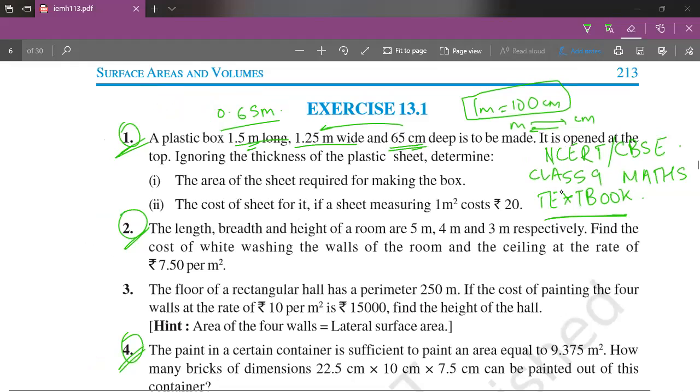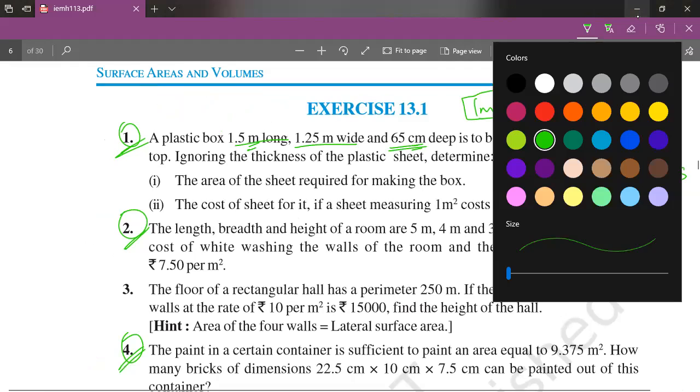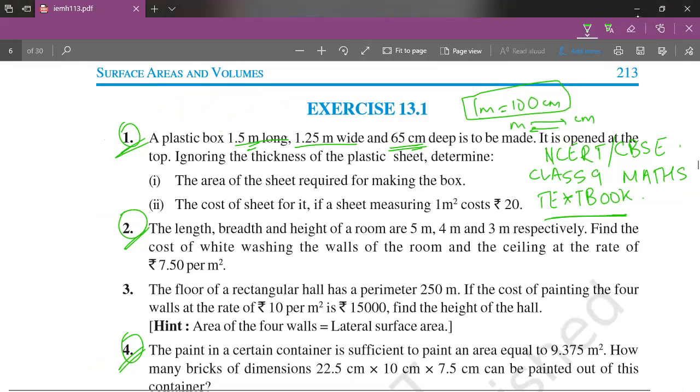Okay, secondly, when surface area and volume problems come in front of you, the second thing that you have to do is write down all the dimensions. What do I mean by dimensions? Say for example 1.5 meter long will be the length of the cuboid, then 1.25 meter wide, whenever wide comes, it will be breadth. And then finally 65 centimeter deep, that is 0.65 meter deep, will be written as height.